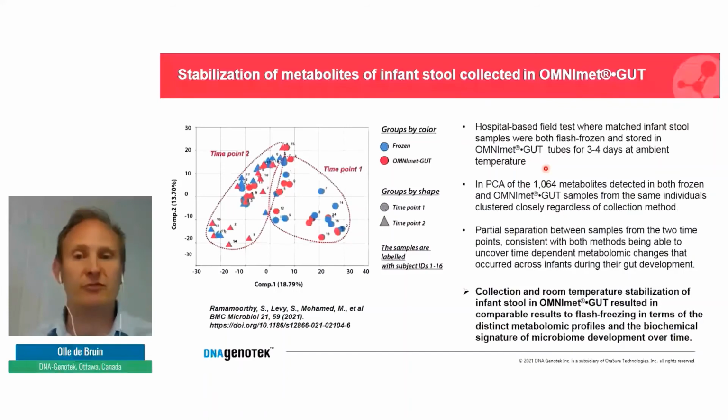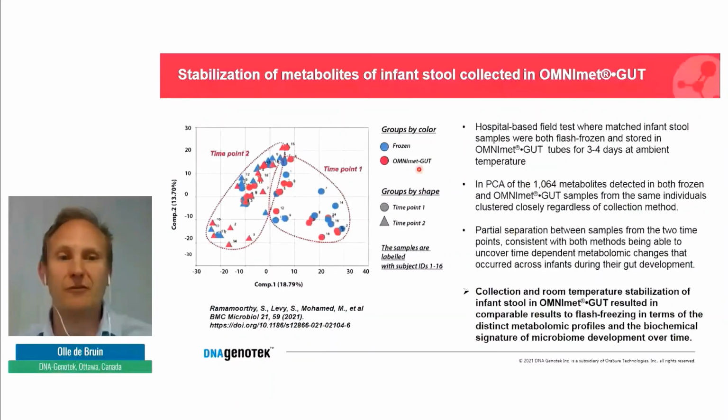so that the development of the infant gut could be followed at the metabolomics level. And then we see in the PCA to the left here, of the thousands or so metabolites in the samples that were detected, in blue is the frozen samples and red is OMNImet.GUT samples, and the different symbols indicate the 2 different time points, that the samples from the same individuals cluster closely regardless of collection method.